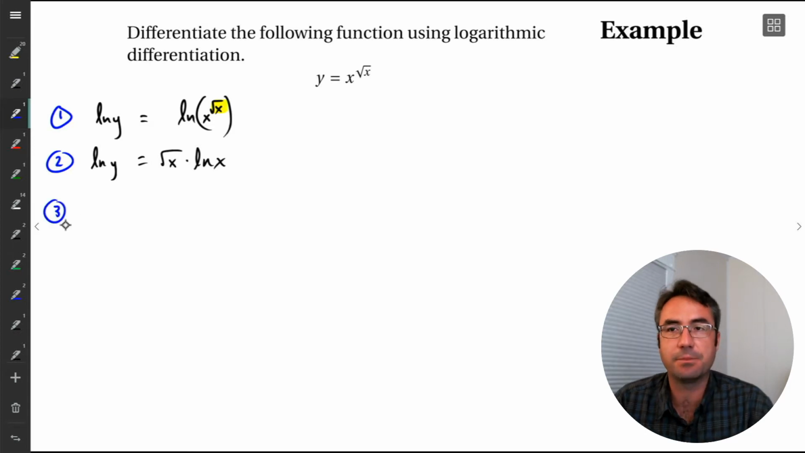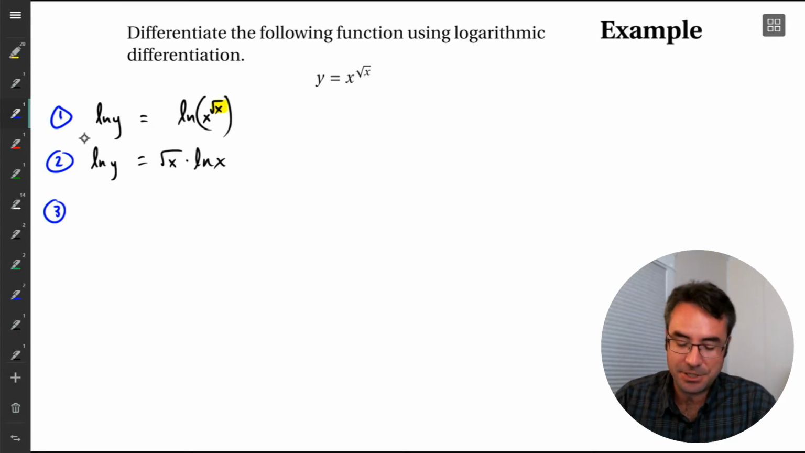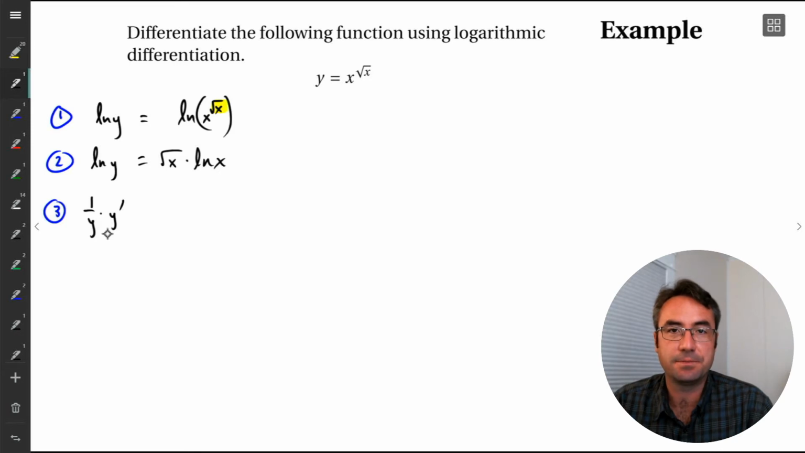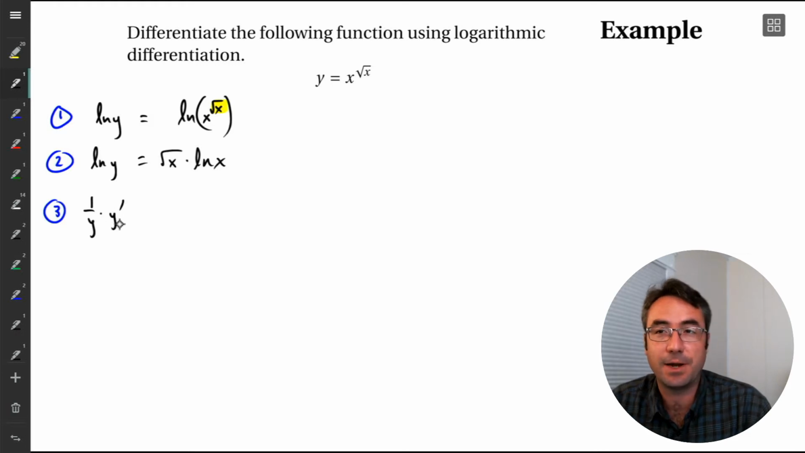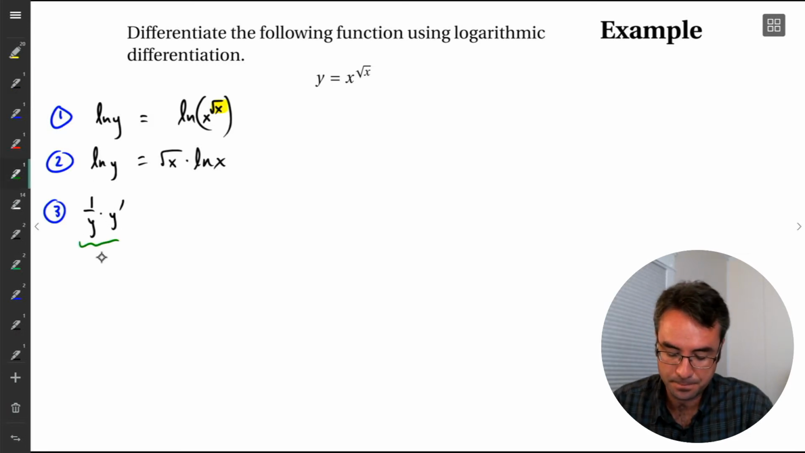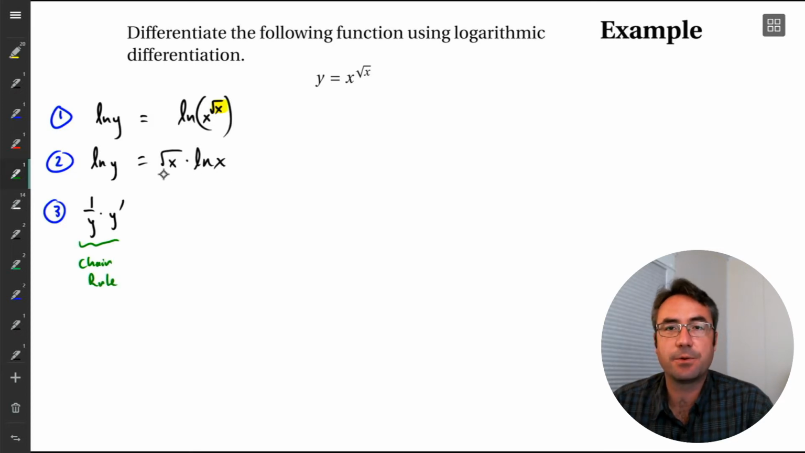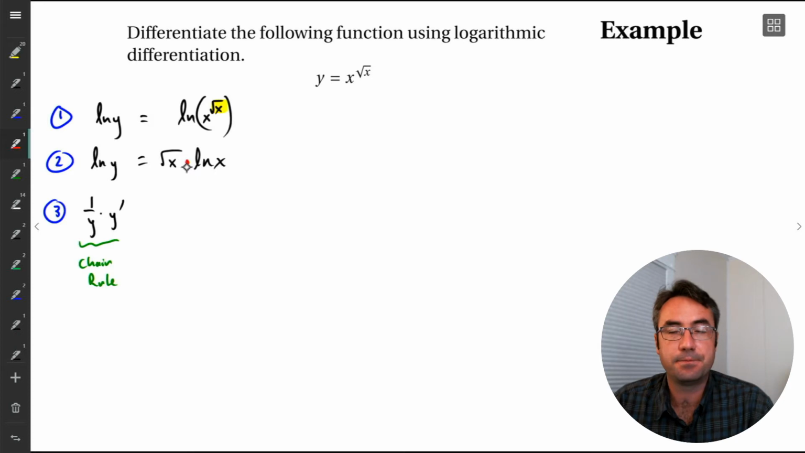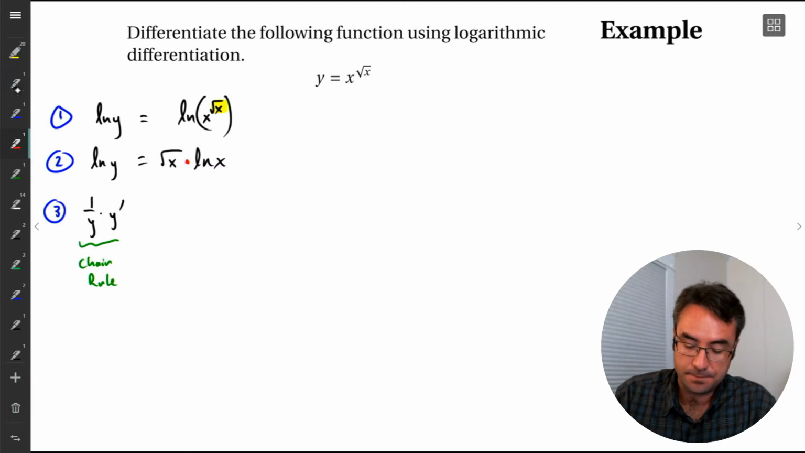Step 3. We're going to do our implicit differentiation. So we've done a few of these now, and this log y on the left always differentiates to the same thing. It always becomes 1 over y times y prime, chain rule. So derivative of the outer log function gives us the reciprocal, and then we multiply by the derivative of y. That's chain rule. All right, so how are we going to differentiate this square root x times natural log x? Well, it's a product now. So how do we actually differentiate this? Well, we apply the product rule.